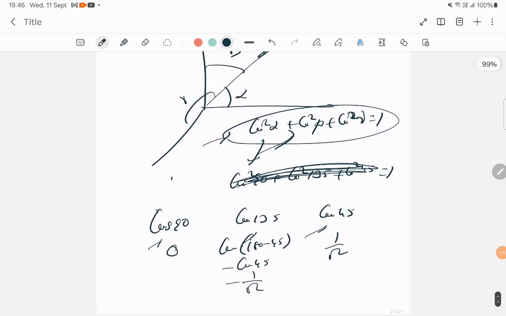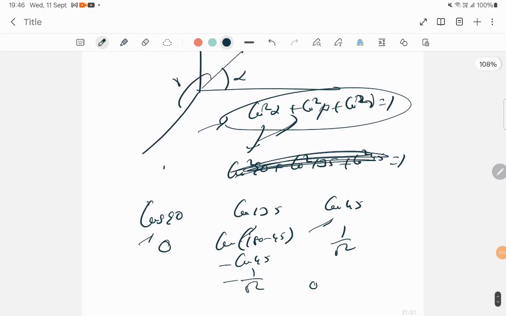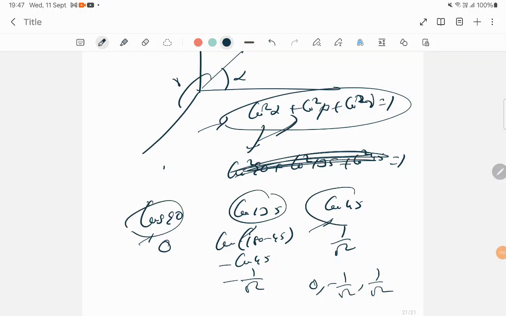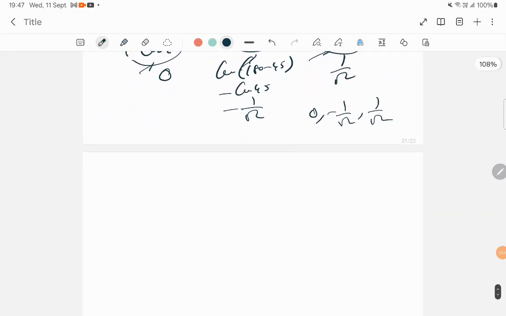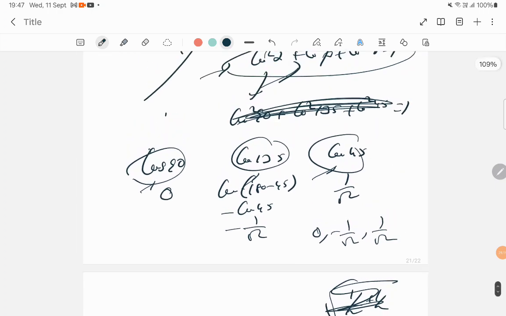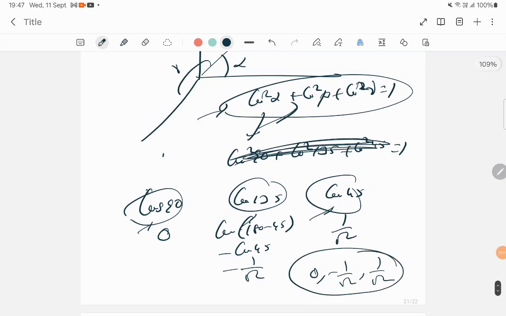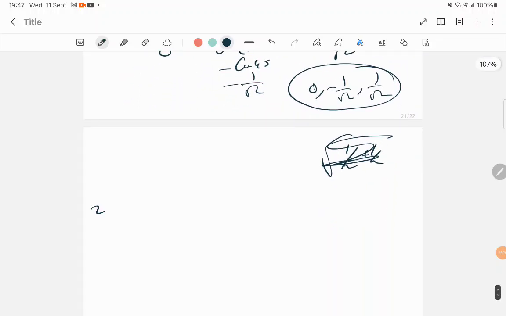So to find the direction cosines, the direction cosines are 0, minus 1 by root 2 and plus 1 by root 2, because you are using cos, that gives you the direction cosine. And you know the direction cosine's magnitude has to be unity. So 1 by 2 plus 1 by 2 is 2 by 2. Yeah, you are checking it's correct. So these are your direction cosines. Okay, so let's go to the second question.